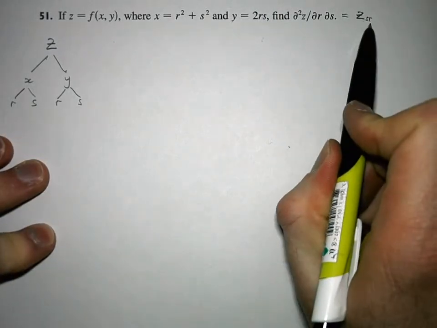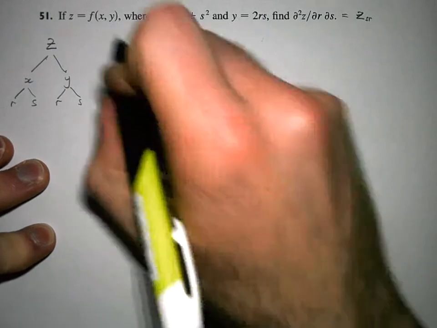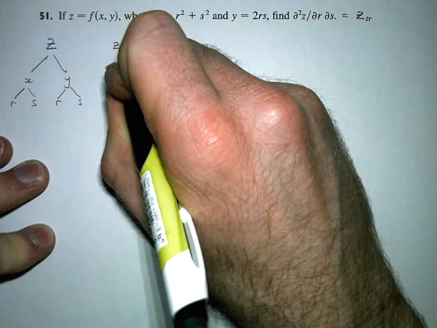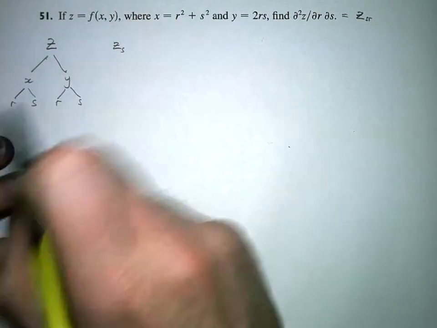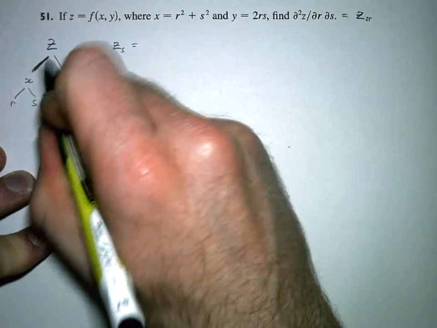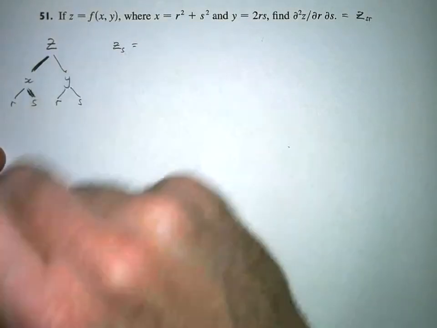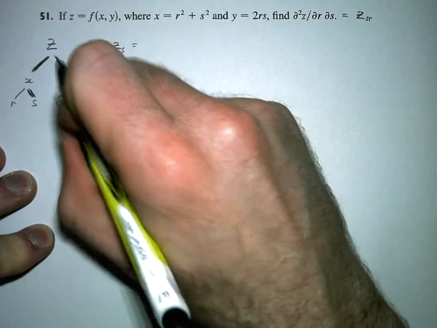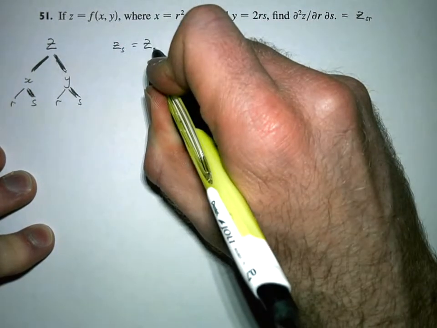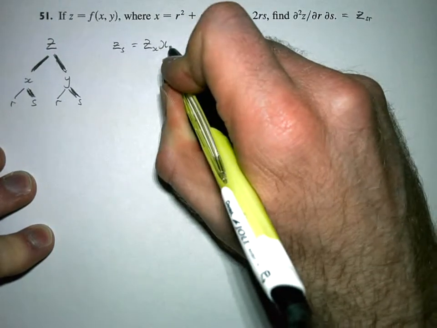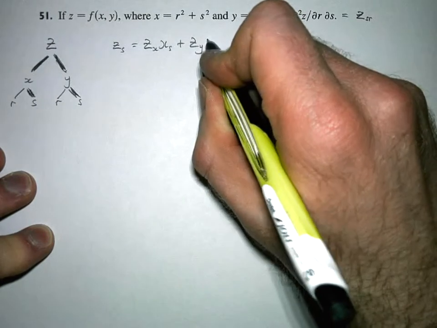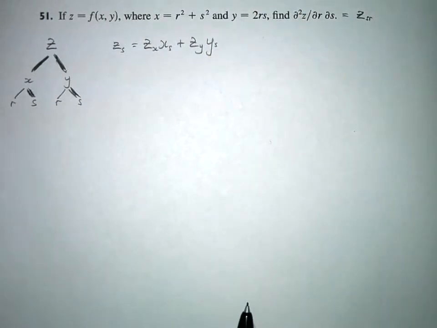Now before we can find the second derivative, we need to find the first derivative. So we're looking for the derivative of z with respect to s, and that's what our tree diagram over here is going to give us, and that's equal to all the paths to s. There's that path over there, and there's this path over here. So that's going to give us z with respect to x times x with respect to s plus z with respect to y times y with respect to s.